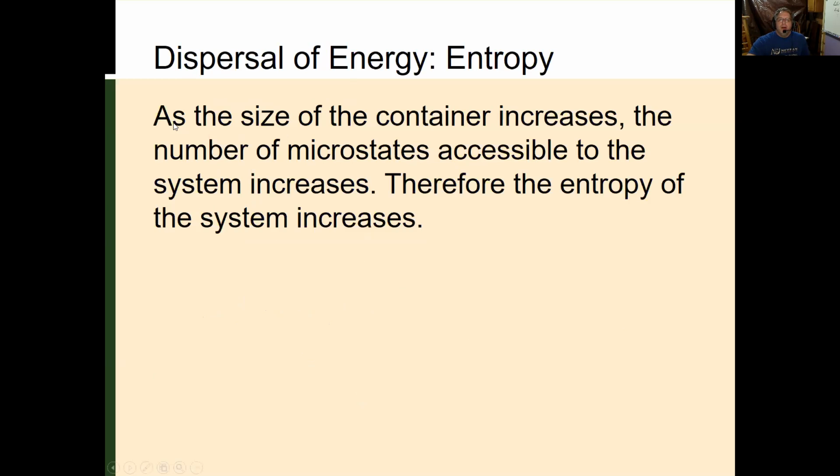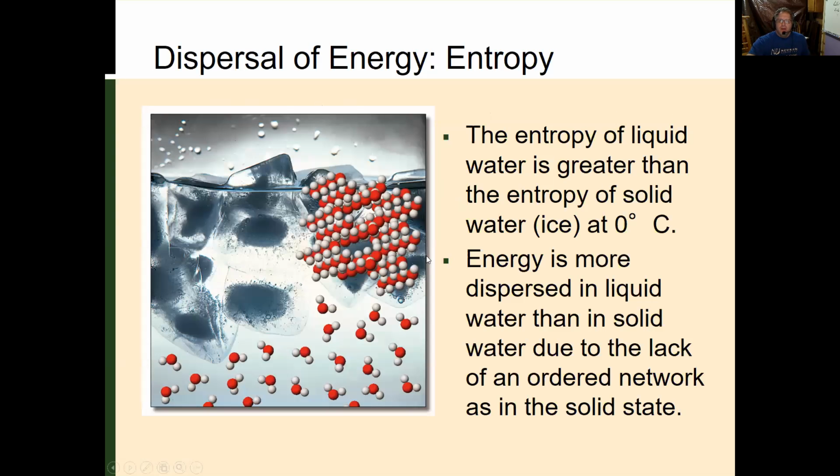Okay. As the size of the container increases, the number of ways that we can arrange something increases. So therefore, we have an increase in entropy of the system. The entropy of liquid water is greater than that of solid because it has more arrangements. In the solid, they're very arranged, very organized. Energy is more dispersed in the liquid because in addition to having things at one very simple thing, we can have things move from here to here to here. Whereas in a solid, there's 1, 2, 3. They can only be in one particular way.